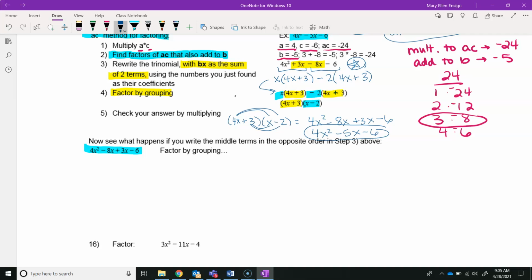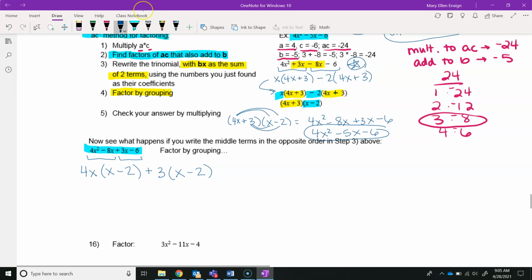So let's see what happens if I wrote those middle terms backwards. Now notice that my signs are still correct. I still have a negative 8 and a positive 3 because I need that to make my negative 5, no matter what order they're in. So here, 4x squared minus 8x, I'm going to have 4x times x minus 2. For these two, I'm going to pull out a plus 3, and I'm going to have x minus 2.